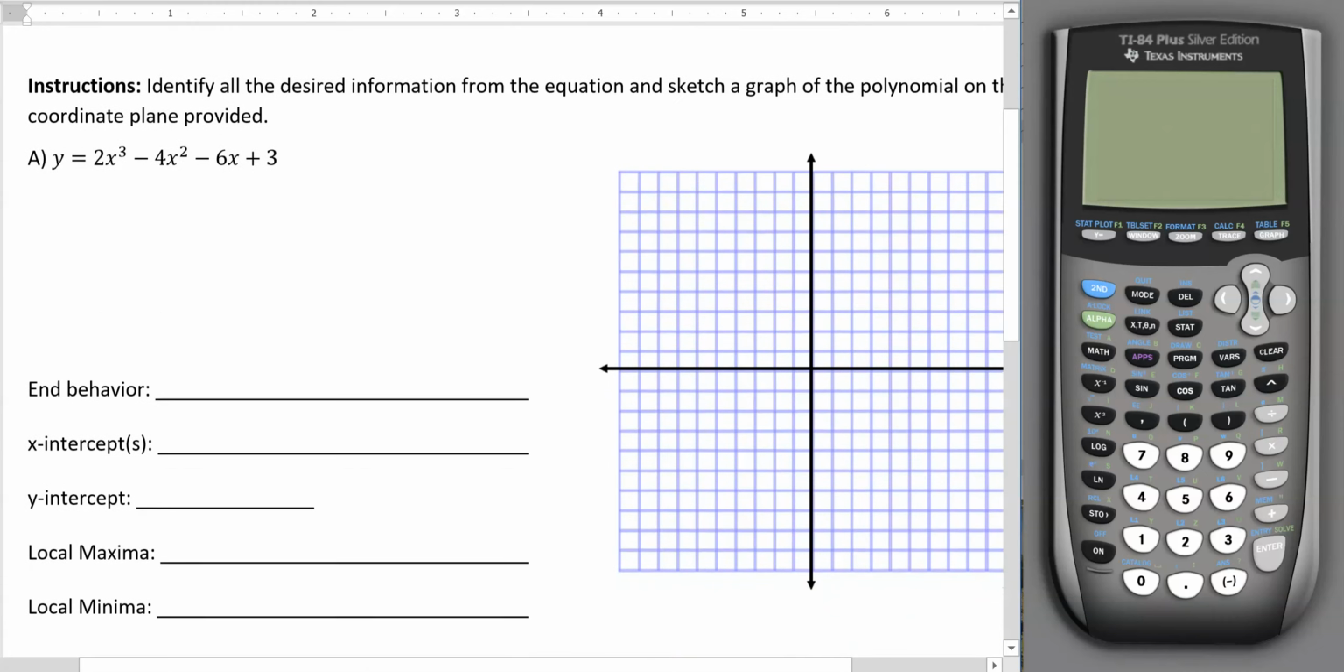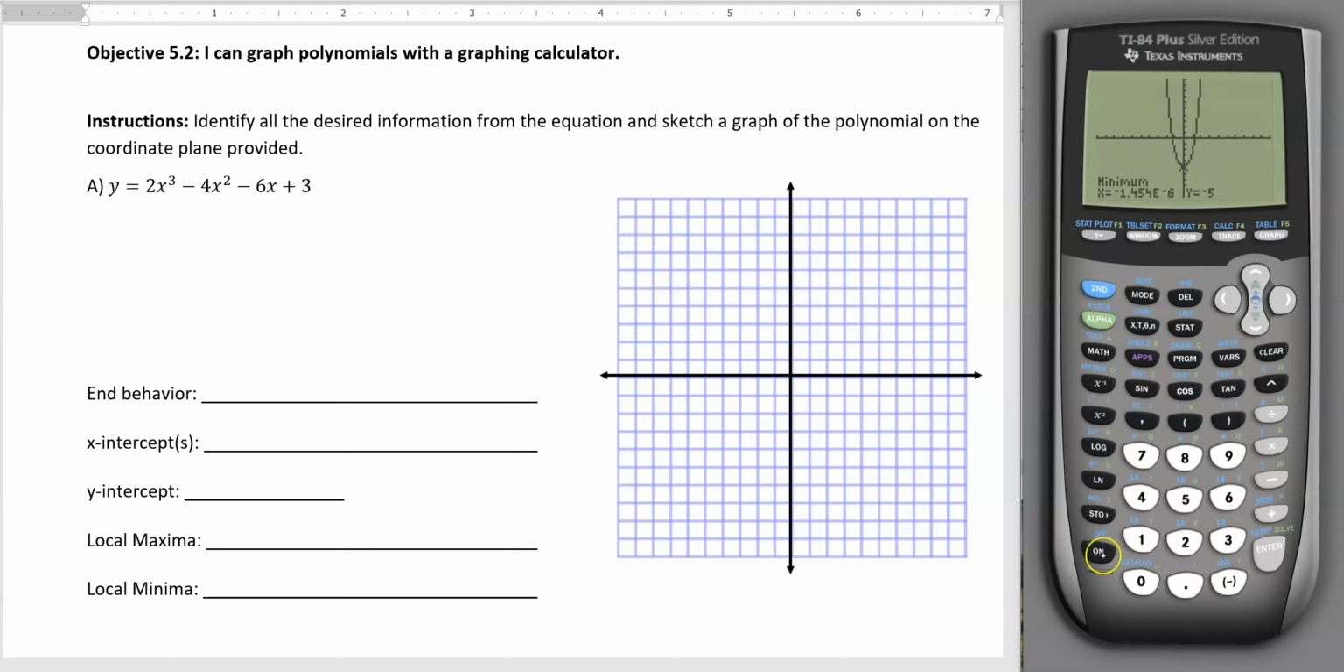So for this first one, again, first step, let's type our equation into y equals. So y equals 2x to the third minus 4x squared minus 6x plus 3. And then we'll hit graph. Okay, let's see what we got here.